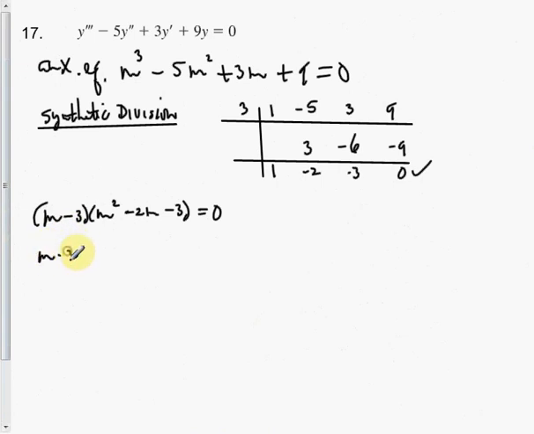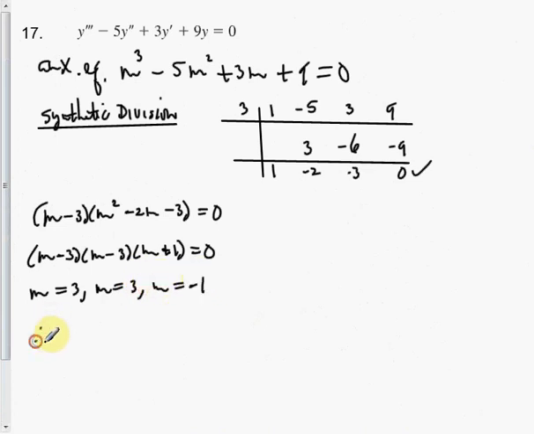So this is m minus 3 times m plus 1 equal to 0. So a 1 would not have done it up here, but a negative 1 would have. So our roots would be m equal to 3, m equal to 3 again, and then m is equal to negative 1. So our solution, remember that second order solution is the model.